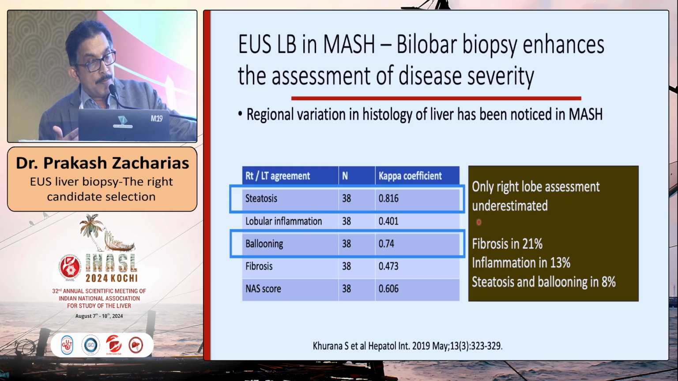So what about bilobar biopsy? Especially in certain conditions like non-alcoholic fatty liver disease or metabolic dysfunction associated fatty liver disease, the involvement can be patchy. So in such a situation, it can be different. This study looked at that. The coefficient of agreement was good for steatosis and ballooning, but it was not for inflammation and fibrosis. So it can be different in both the left and the right lobes. So only right lobe assessment or only left lobe assessment underestimated either fibrosis or inflammation.